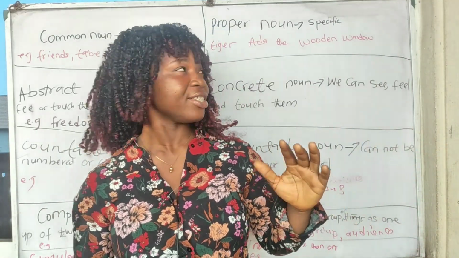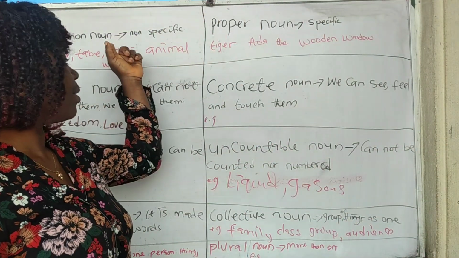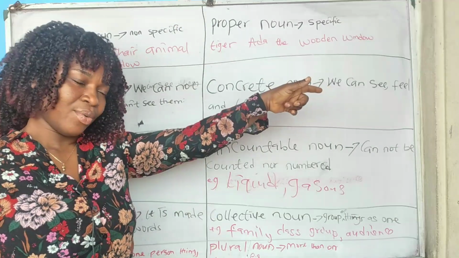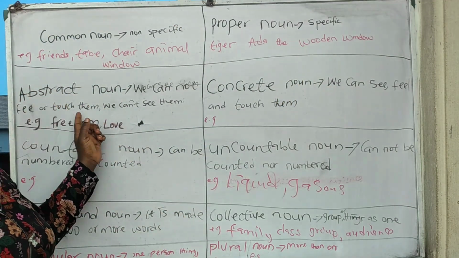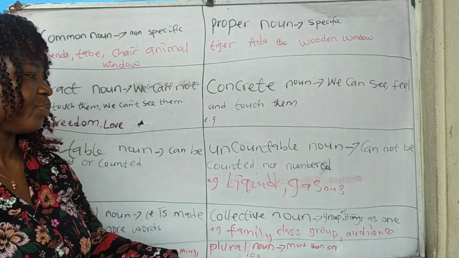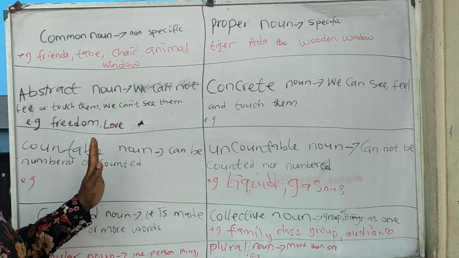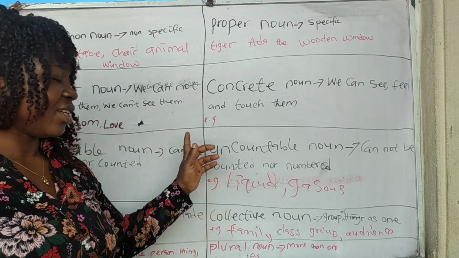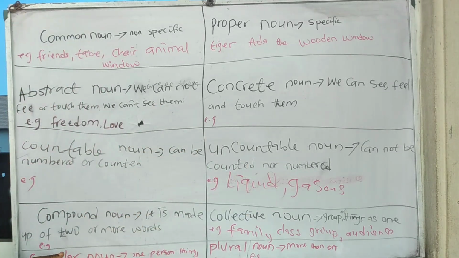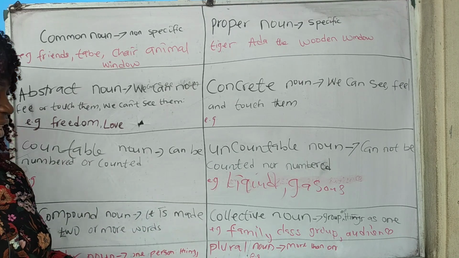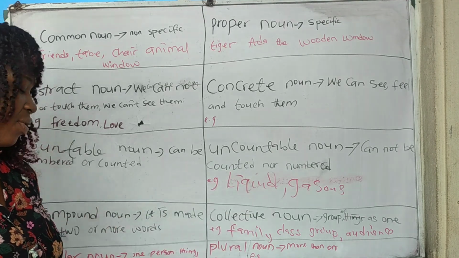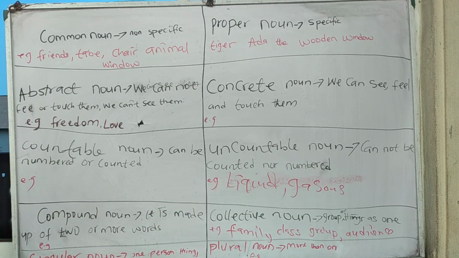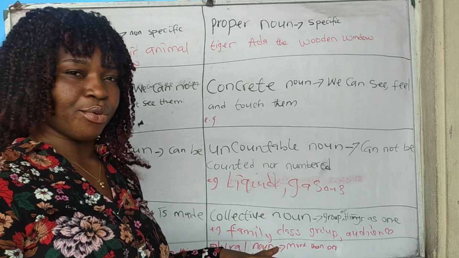Okay, if it is not a common noun, it is a proper noun. If it is not an abstract noun, it's going to be a concrete noun. If it is not a countable noun, it's definitely going to be an uncountable noun. If it is not a compound noun, definitely it's going to be a collective noun. And if it is not a singular noun, it will be a plural noun.